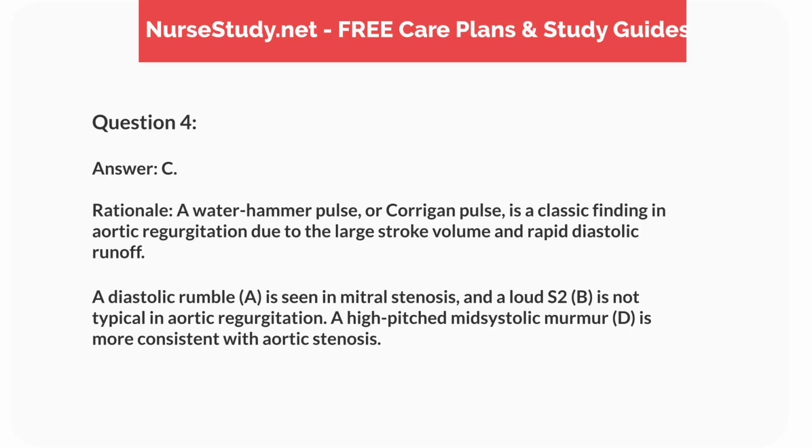Answer, C. Rationale: a Waterhammer pulse or Corrigan pulse is a classic finding in aortic regurgitation due to the large stroke volume and rapid diastolic runoff. A diastolic rumble, A, is seen in mitral stenosis, and a loud S2, B, is not typical in aortic regurgitation. A high-pitched midsystolic murmur, D, is more consistent with aortic stenosis.